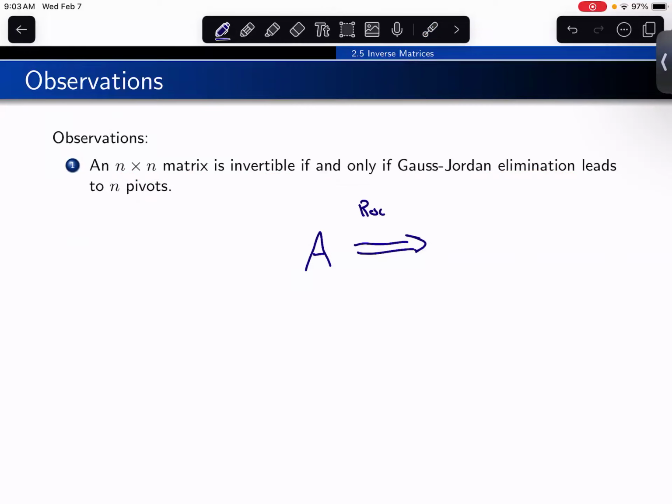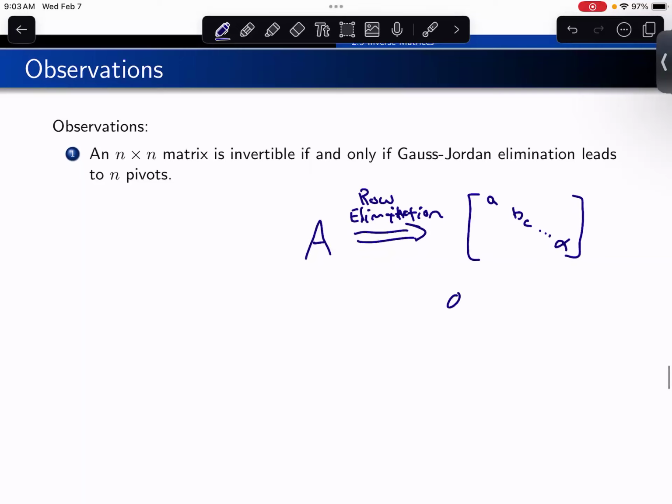and I'll say we're using row elimination techniques, we need to eventually be able to reduce this matrix to a matrix of the form a, b, c, all the way to some arbitrary number, maybe we'll use alpha, where we have that a is not equal to 0, b is not equal to 0, and alpha is not equal to 0. So this is what I mean by pivots. It's saying that the entries of the diagonal of the row reduced matrix are non-zero.